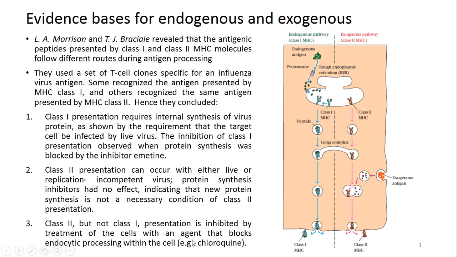surface. Some drugs, such as chloroquine, block endocytic processing within the cell, or interfere with the pH of these phagosomes, and they can block expression of MHC class 2. So now we saw some evidence about different routes of antigen presentation.